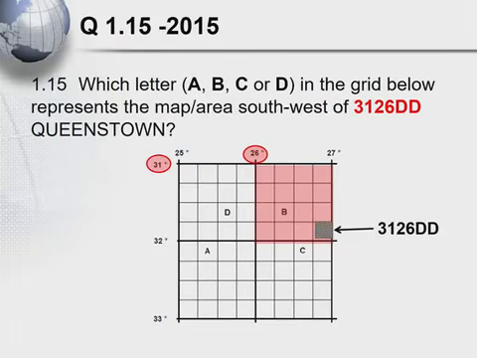So, when you want to know, the question says, which letter in the grid below represents the map area southwest? So now I found out where this map is located. Southwest would be this way. Am I right? And that's why my answer would be C.